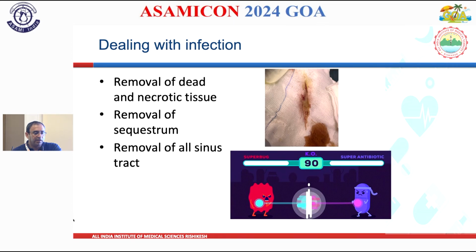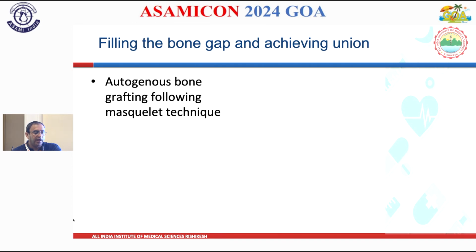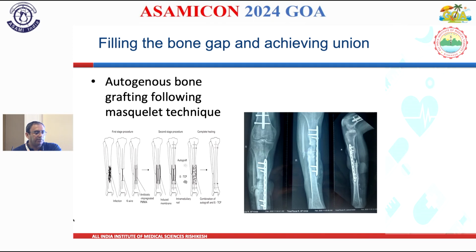So first, starting with the management of infection. For management of infection, the debridement is the key. We have to remove all the dead tissue, remove all the sinuses, give him optimal antibiotics according to the culture sensitivity, and then we start with the management of bone gap.